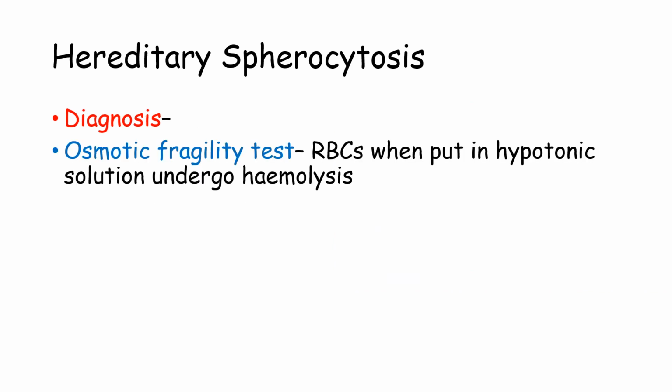Now coming to the diagnosis part. The main test that we follow here is the osmotic fragility test. Here we put the RBC in a hypotonic solution. In the hypotonic solution, water moves from outside into the RBC. The normal RBC is very stable and that is why it resists hemolysis. But the spherocytes are very unstable and that is why in the hypotonic solution, they undergo hemolysis. The other test used in the diagnosis is the eosin-5-maleimide assay.